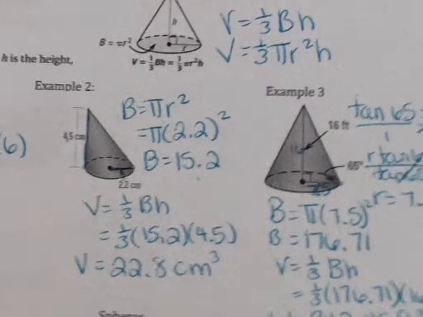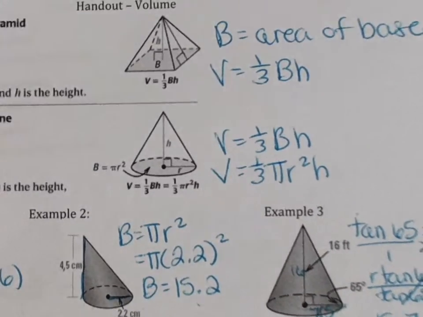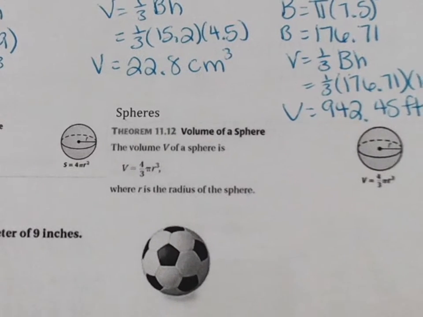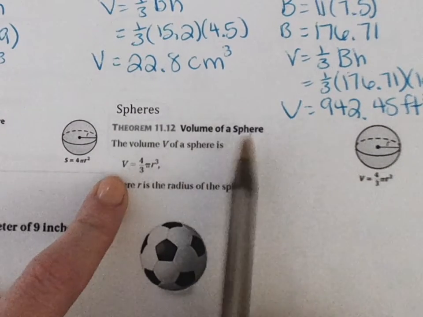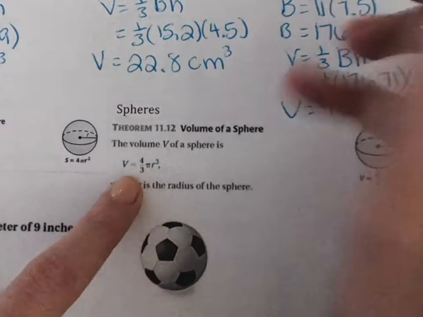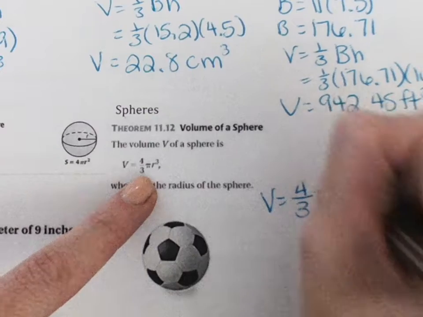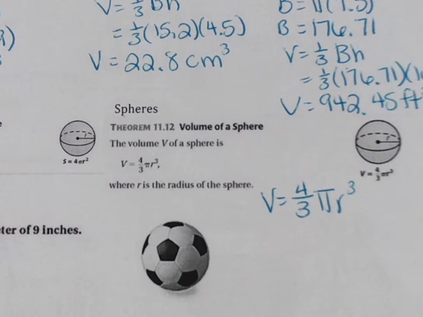All right, so this is what you're doing today. You're doing volume of pyramids and cones today. Tomorrow, but I'm including it in this video now, is spheres, both the surface area and the volume. So let's look at volume first, because that's what we've been doing so far, and then surface area is not much more difficult. The volume of the sphere is 4/3 pi r cubed, pi r to the third power. So all you need to know is the radius.